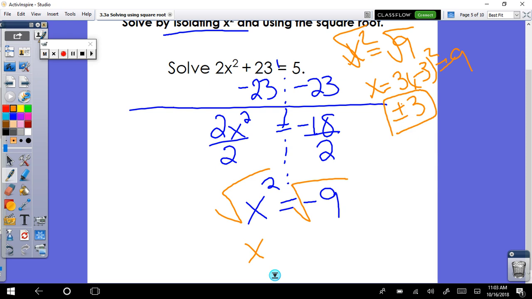Now, it's very similar when we're working with complex numbers. We're still going to get two answers for x, except that when you square root 9, you get 3, and when you square root negative 9, you get imaginary 3, or written as 3i. So the square root of negative 9 is plus or minus 3i. Because remember, the square root of 9 is 3, and the square root of negative 1 equals i. So the square root of negative 9 is 3i.